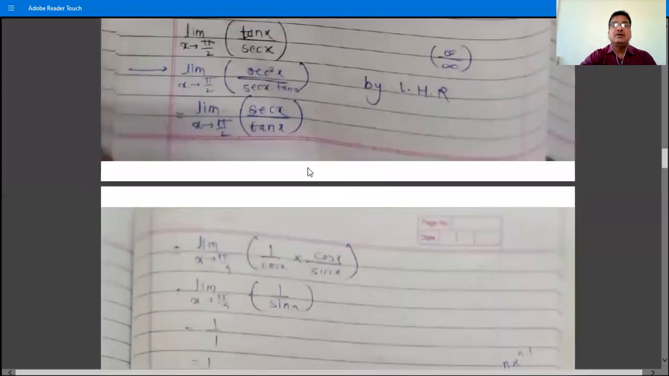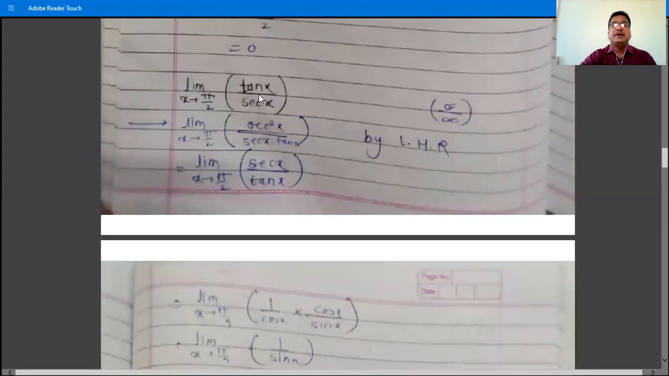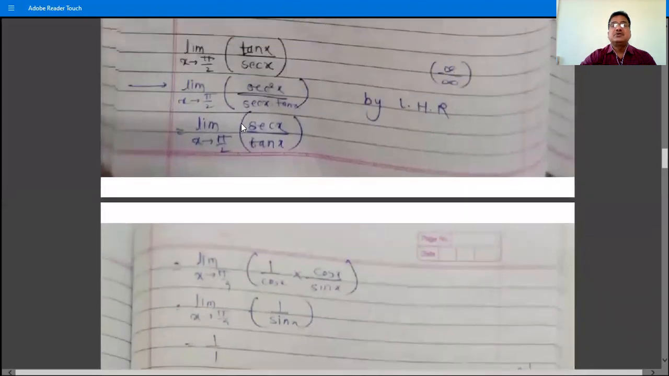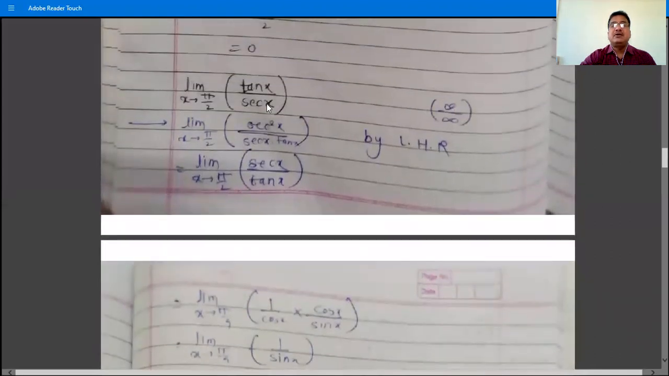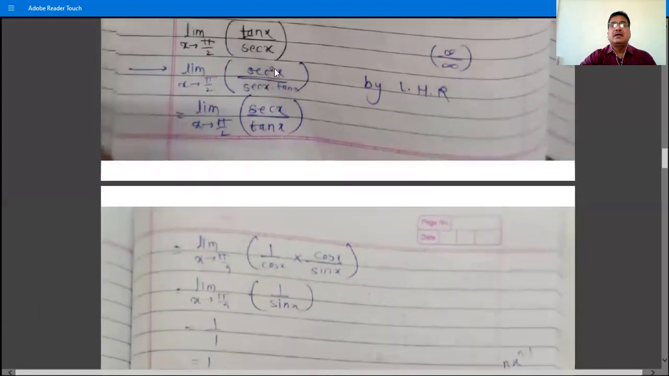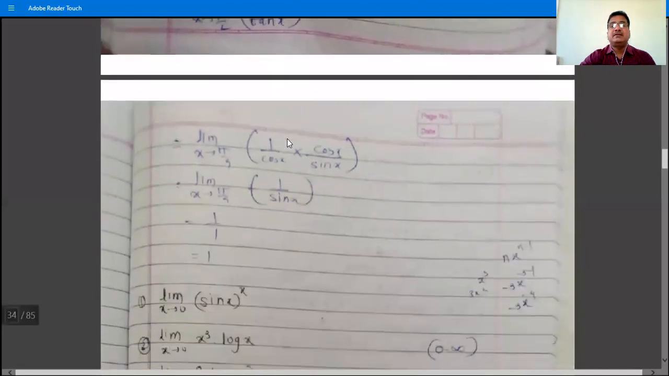Similar problem on the L'Hospital rule. Limit x tends to pi by 2, tan x by sec x. So infinity by infinity form. Apply L'Hospital rule. So tan x derivative is sec square x, and derivative of sec x is what? Sec x into tan x. And then cancel sec x, we have sec x by tan x.